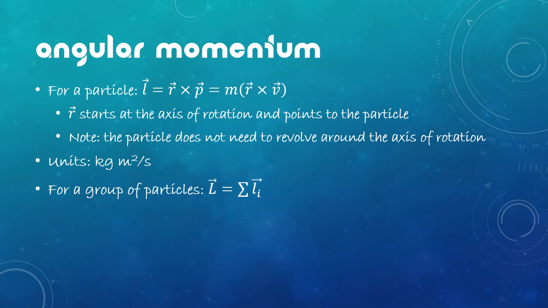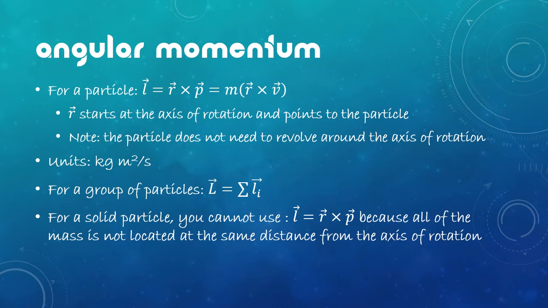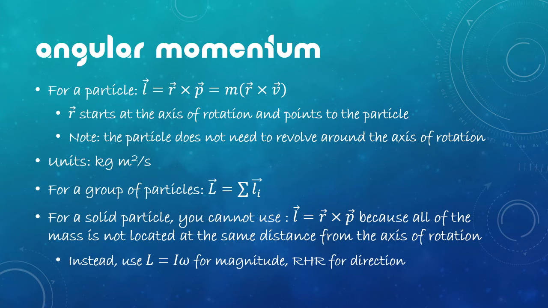Now that we've talked about angular momentum for a single particle as well as for a group of particles, we then move on to talking about a solid object. I should say solid object, they're not solid particles. Sorry about that. In that case, you can't use our equation r cross p because all of the mass is not located at the same distance from the axis of rotation.